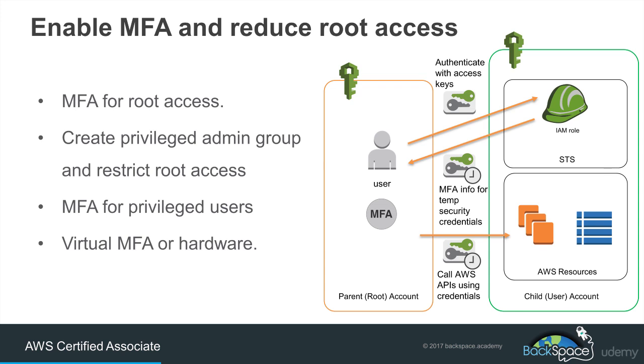So they will read that code off their hardware device, or off their Google Authenticator or whatever application they're using for MFA, and then they will type that in, and that will get sent back to the security token service. If it's correct, it will validate that, and then create temporary security credentials that the user can use to access the AWS resources. So they're not accessing the root account, they're accessing the administrator privileges, as part of that administrator group, and they're given temporary credentials to access that.